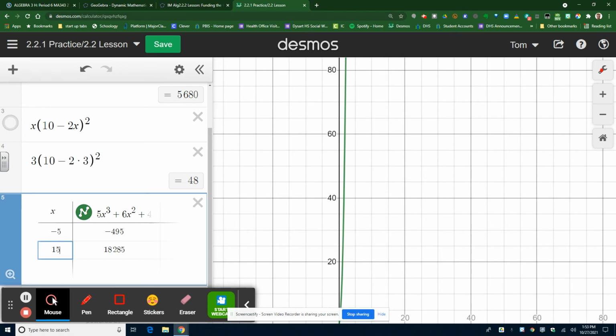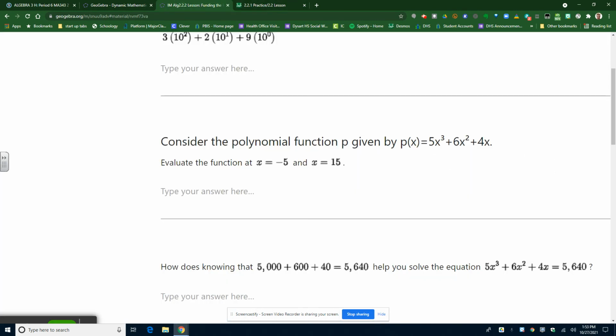Okay. Notice the significant difference between -5 and +15. Let's talk about that a little bit. Why is that? If I put in a negative and cube it, I'm going to get a negative. If I take 15 and cube it, I'm getting a really, really large positive. Okay. Just put your answers in there. Just take them from the table and plug them in there.